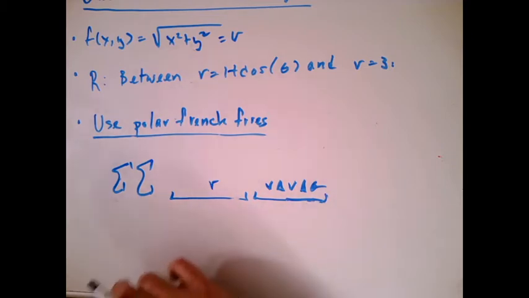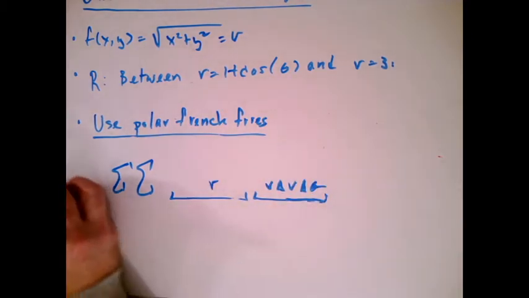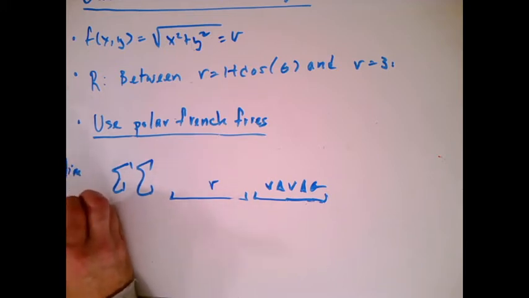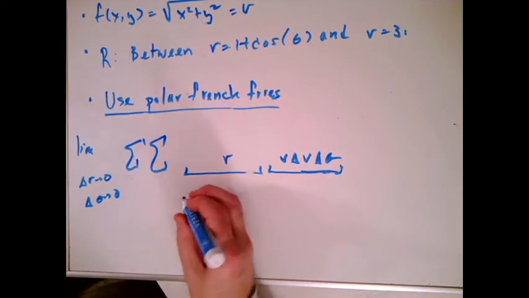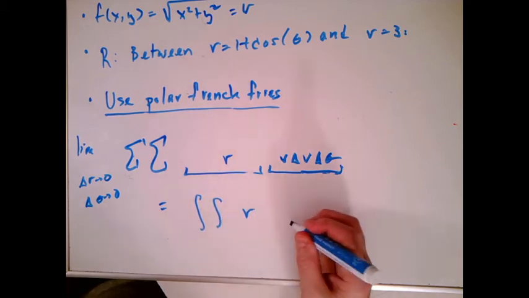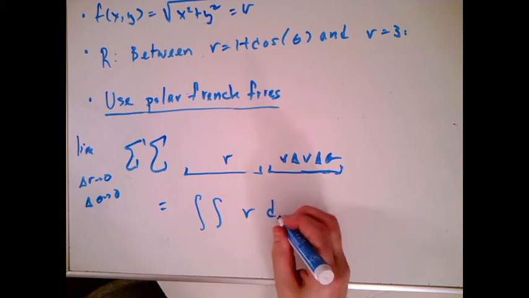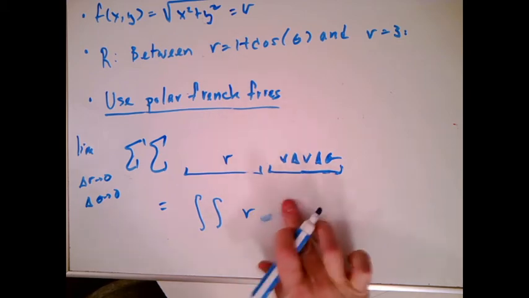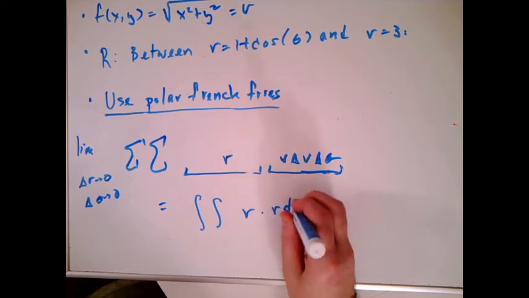I can stack them up and make a little piece of pie, actually, and then I can add up all the little pieces of pie. I take the limit as delta r goes to 0 and delta theta goes to 0. And what I'm going to get is a double integral, like we got before. The deltas turn into d's when we take the limit. So I'm going to get this. So that r is the roof. This is r dr d theta.